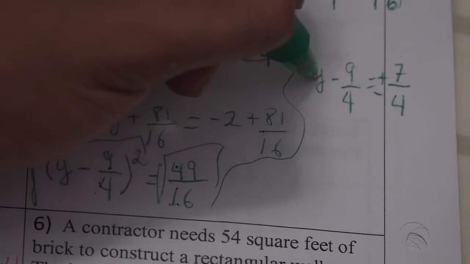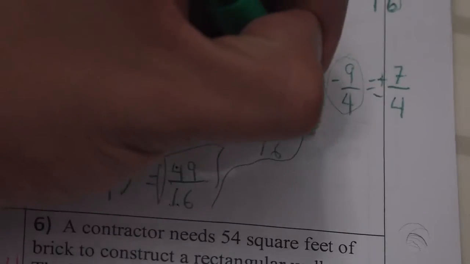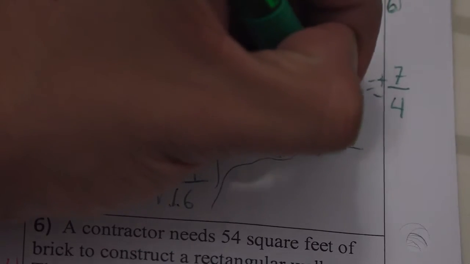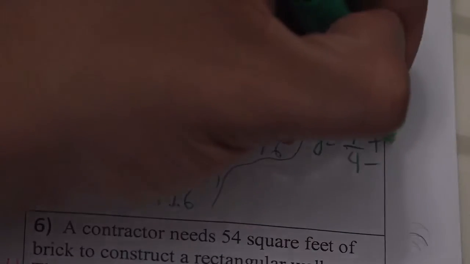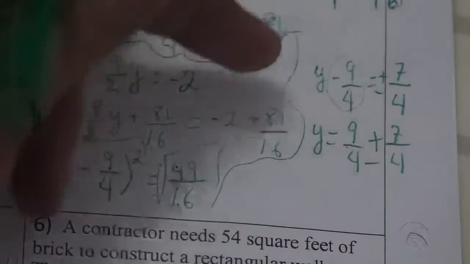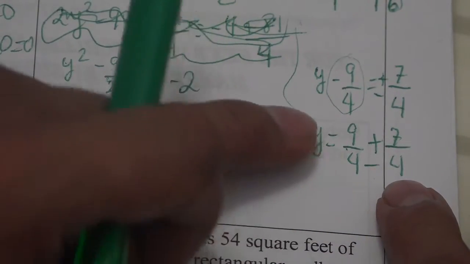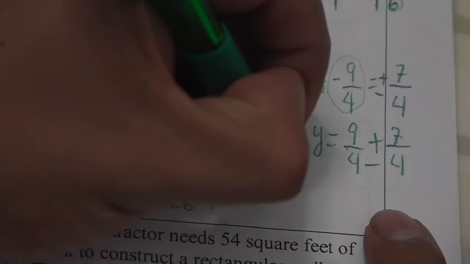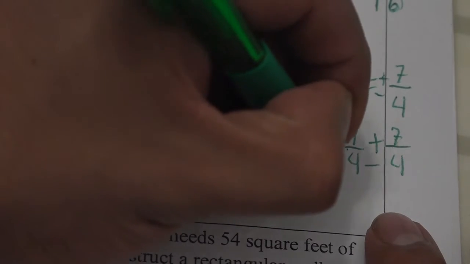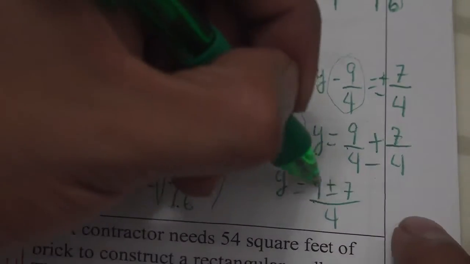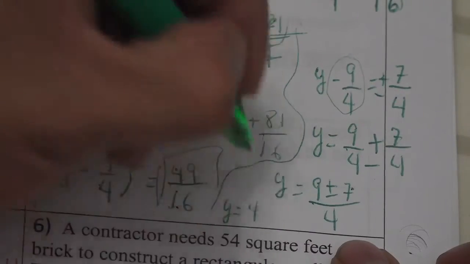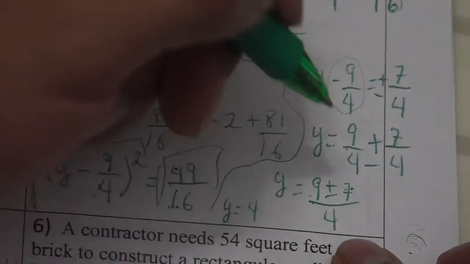So now we gotta solve for y, so we get rid of this negative 9 over 4, so we get y equals 9 over 4 positive plus or minus 7 over 4. Guess what? They have the same denominator. So all I gotta do now is rewrite it as y equals 9 plus or minus 7 over 4. So 9 plus 7 is 16. 16 over 4 is 4. 9 minus 7 is 2. 2 over 4 is 1/2. So y is also 1/2. Nice, right?